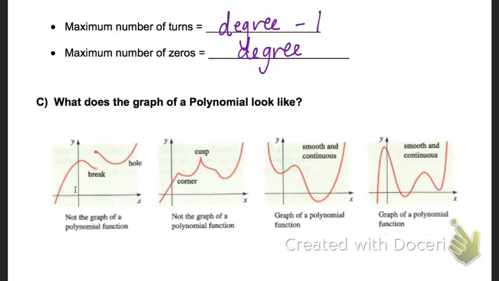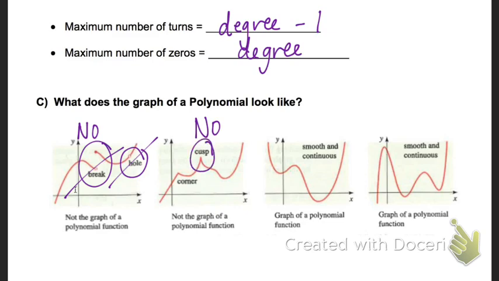So the first one, not a polynomial, because why? It breaks. There's a break and there's a hole. Those are bad. Second one is no. There's multiple points. It kind of stops at a point. It's not continuous.